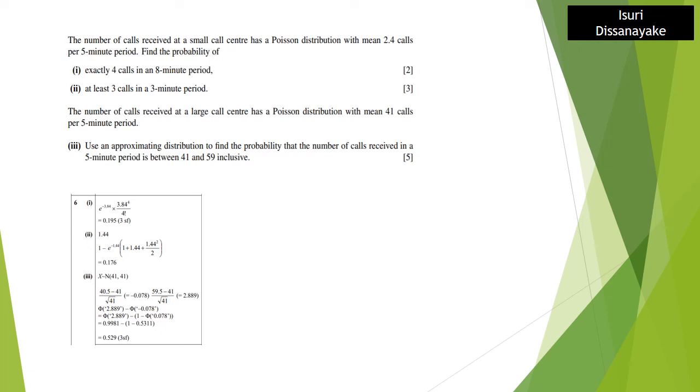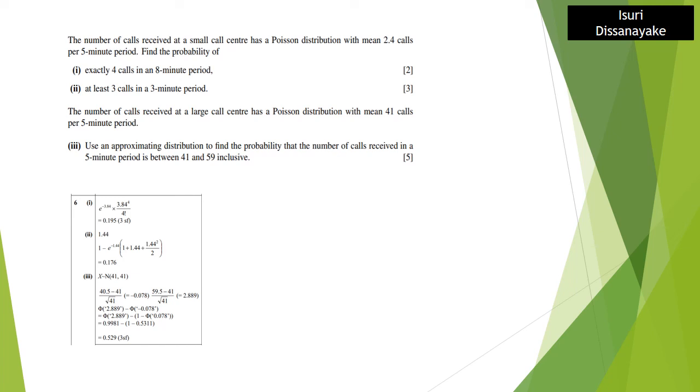Second part, at least 3 calls, that means minimum 3 or more. It says x is greater than or equal to 3. So how are you going to find the probability for x greater than or equal to 3? You don't know where it ends. 3 is the minimum, the starting value, and it should go until which value? You don't know that. So therefore again we are going to use that 1 minus thing.